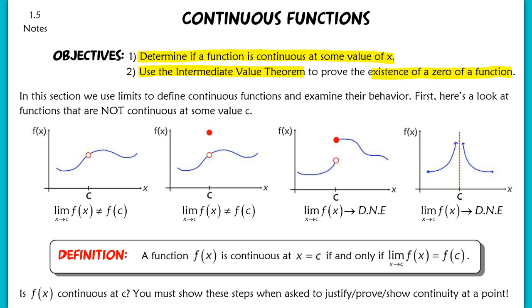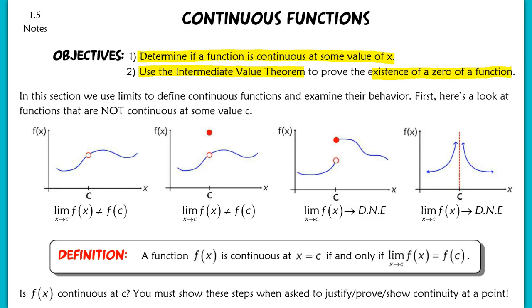In this section, we use limits to define continuous functions, and then we examine their behavior. Now, intuitively, we regard a continuous function as a function whose graph has no breaks, holes, or vertical asymptotes. In other words, it's continuous if I never have to pick up my pencil to graph the function. So we're going to define continuous functions using our knowledge of limits, but first we're going to take a look at graphs of functions that are not continuous at some value c.